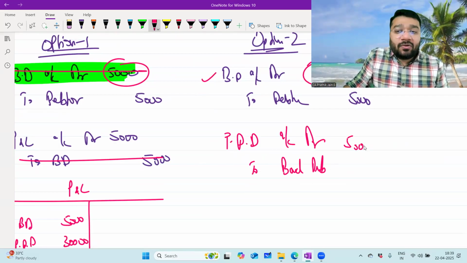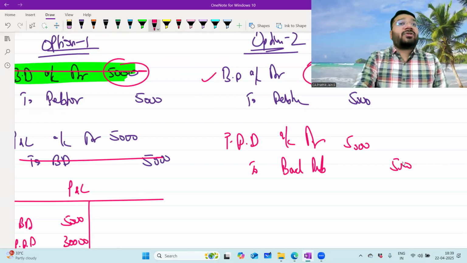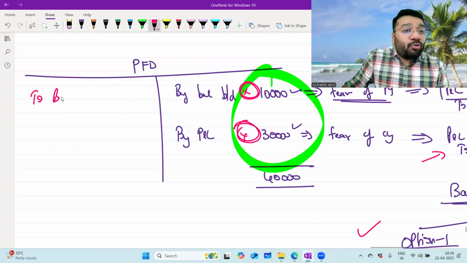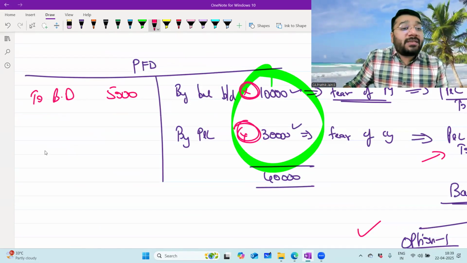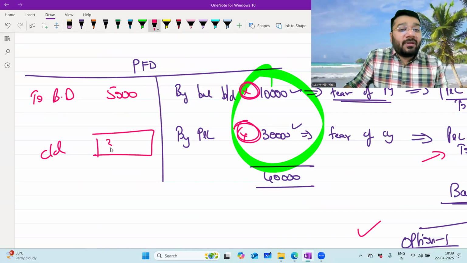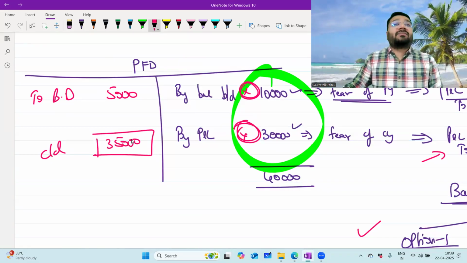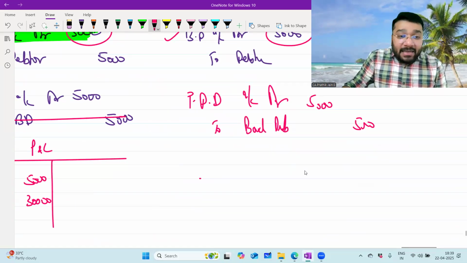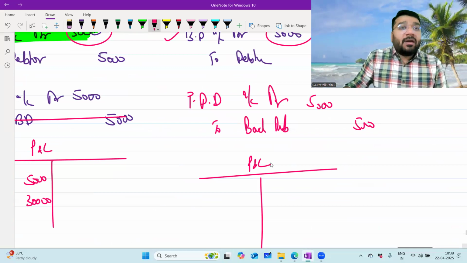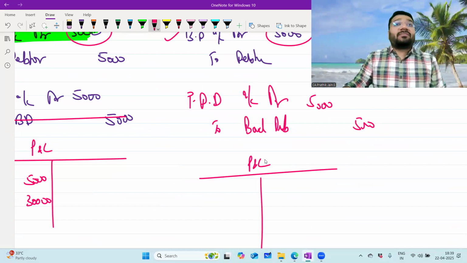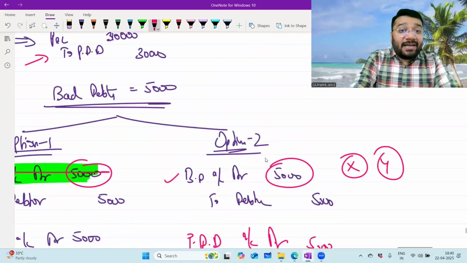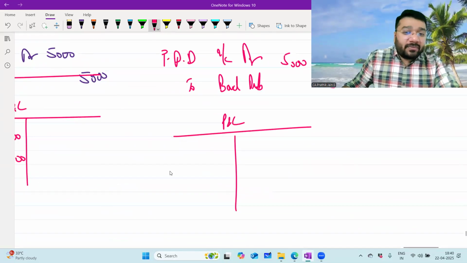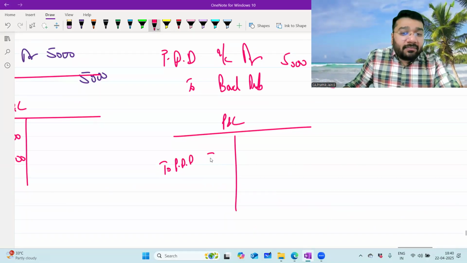How much? 5,000, 5,000. So now in the PDD account, what will come? In the PDD, to bad debt will come. To bad debt is how much? 5,000. How much is the closing balance of the provision? 35,000 is the closing balance of the provision. Okay. Now in the P&L, what will happen? Bad debt, you adjusted against provision. So what is the actual provision created in the current year? 30,000, P&L to PDD. So how much is the provision for the current year? To PDD, 30,000.